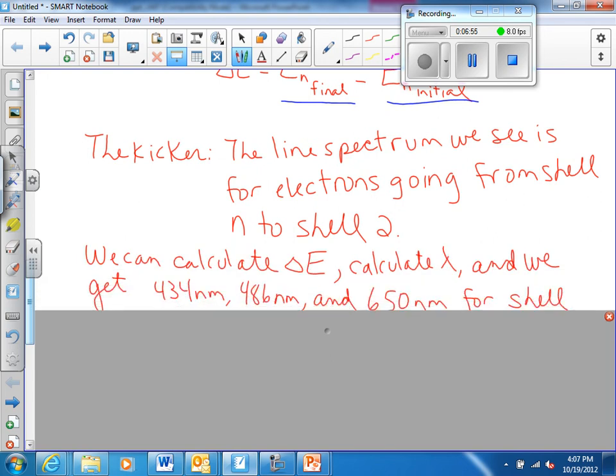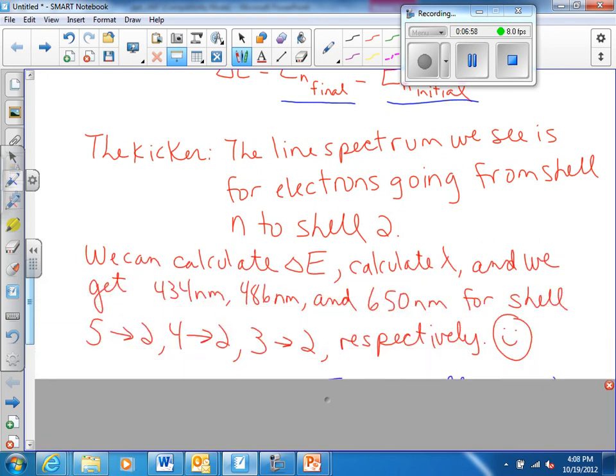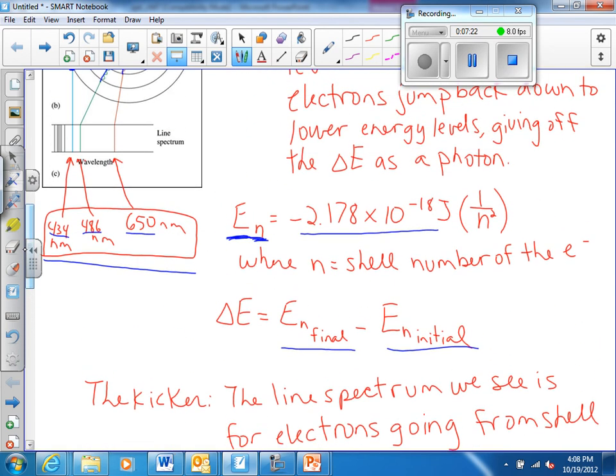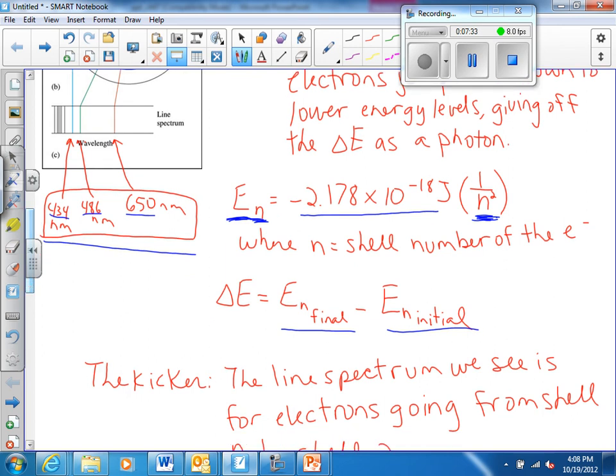So let's look at our equation. We can calculate the change in energy, the delta E. Once we calculate the delta E for going from one shell down to shell 2, we can calculate lambda, and we get these wavelengths out of that for each shell, 5 to 2, 4 to 2, 3 to 2. I just find this amazing, because we just have this simple little equation, and this 1 over n squared, n is your shell number. Those are whole numbers. It's just 5, 4, 3, 2, 1. It's just a shell number. And this equation holds.